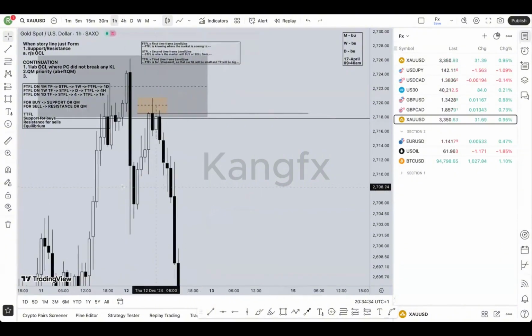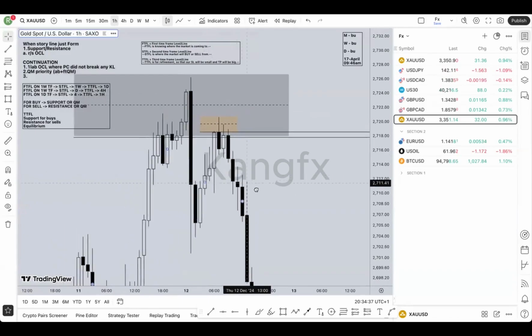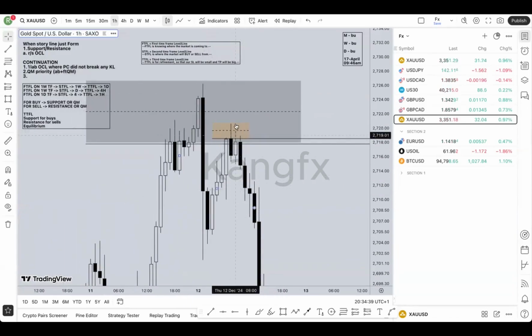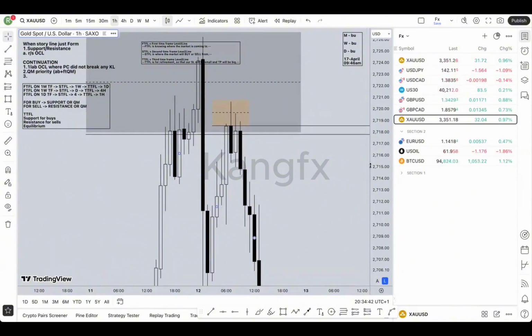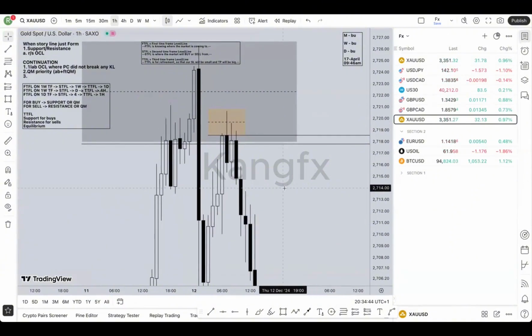Now, if I come down to 1 hour, what are we seeing? You see that on 1 hour, which is the TTFL, there is no key level here. That's when the equilibrium comes in. When we move down to the third time frame line and there is no key level, no resistance, no QM for selling, what we do, we take the equilibrium of the box we drew on the second time frame level. That's the STFL. We take the equilibrium of that box. Remember, equilibrium means half.